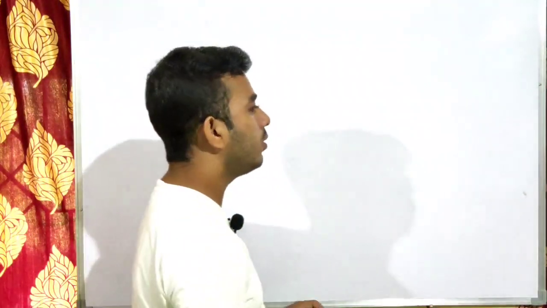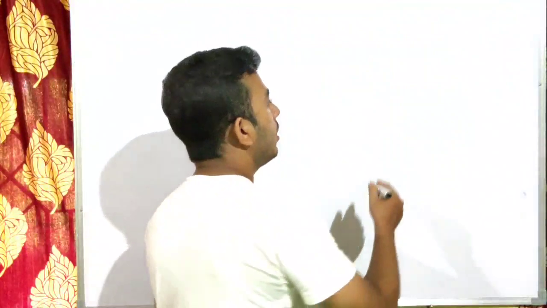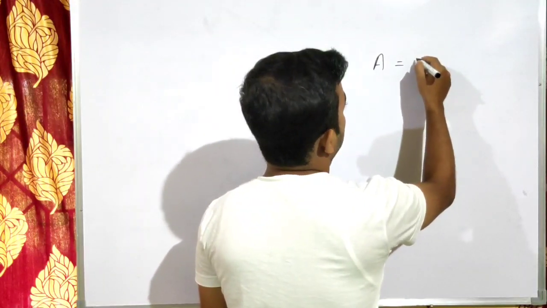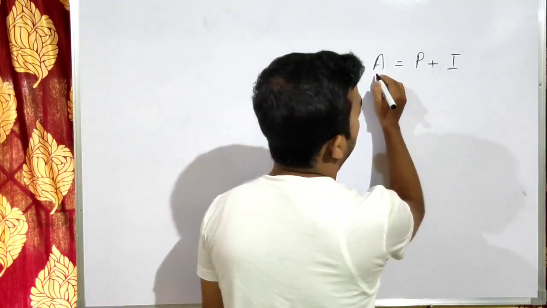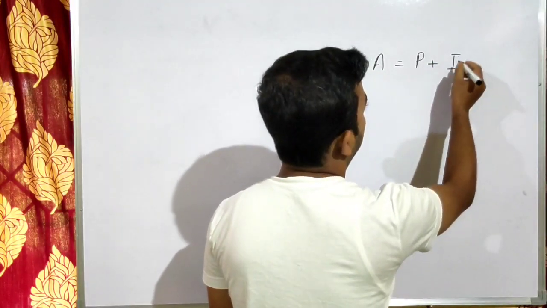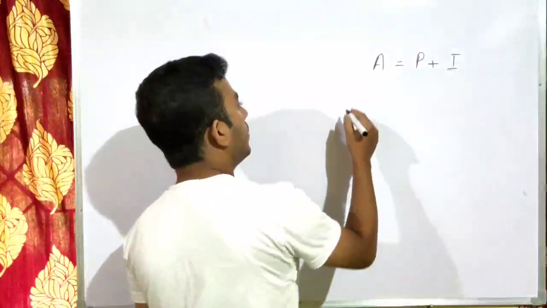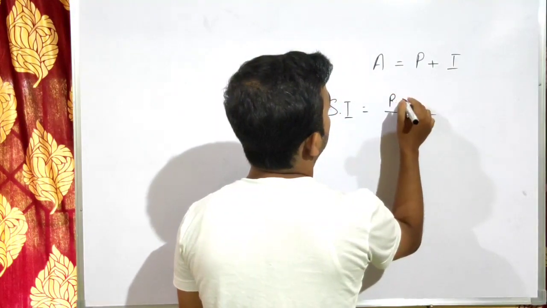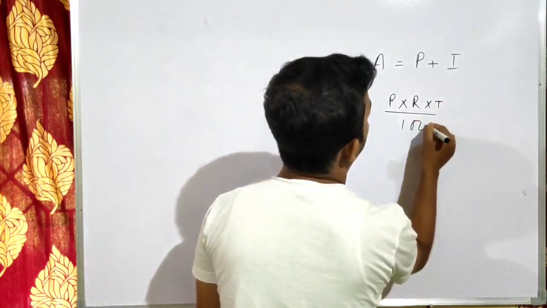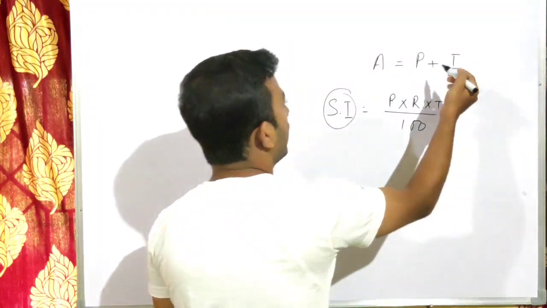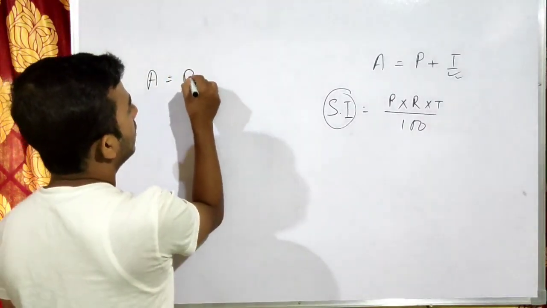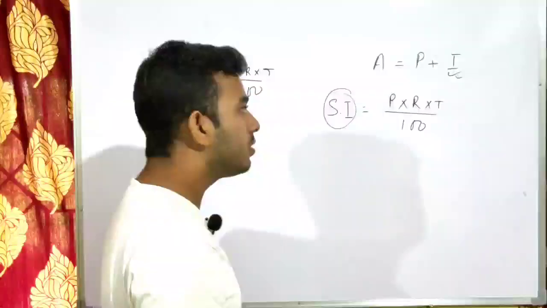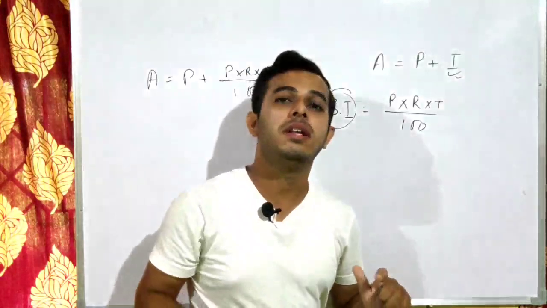In the last class we came to know two rules. The two relations are: first, A, the amount, is P plus I. This A is amount, P is principal amount, and I is interest. Another is simple interest equals P into R into T divided by 100. This SI and this I are the same. So you can also write A equals P plus P into R into T divided by 100, because this is interest and this is simple interest, these are the same thing. Up to this clear?